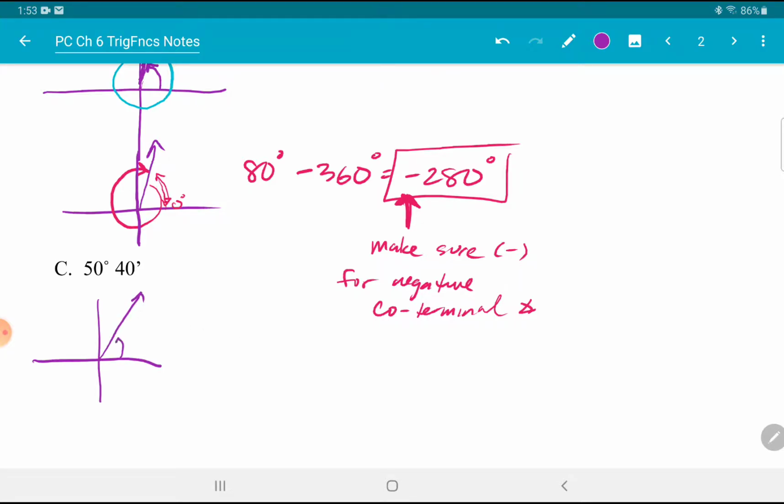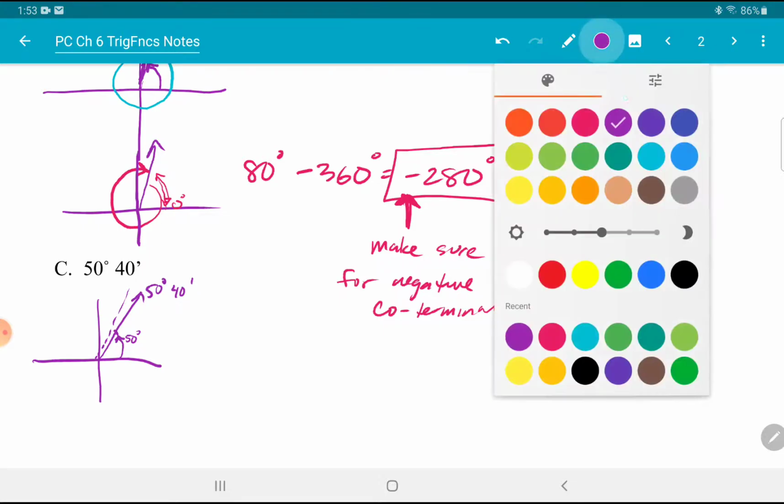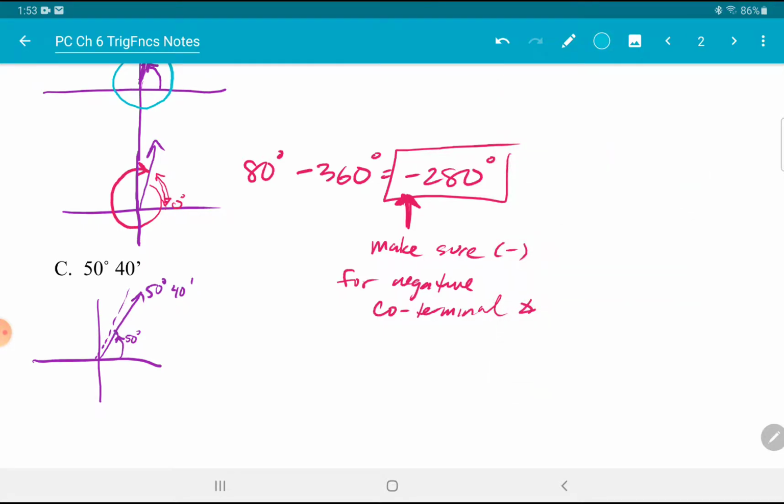I've gone 50 degrees, and then remember what 40 minutes means. You've gone a partial degree, so you're not quite at 51 degrees. 51 degrees might be like over here, right? But you just kind of took a little piece of that degree, and so what you're at is 50 degrees and 40 minutes. Okay, but what we want to do here is find the positive coterminal angle, and so we do that by adding a full circle around.